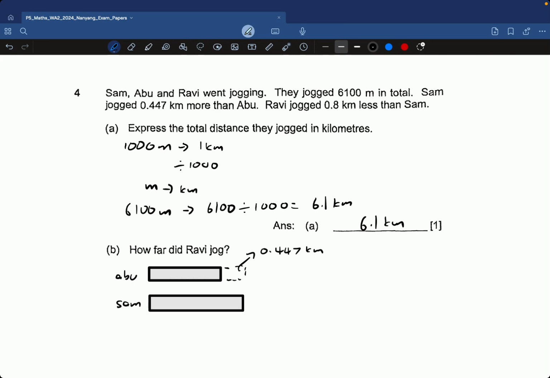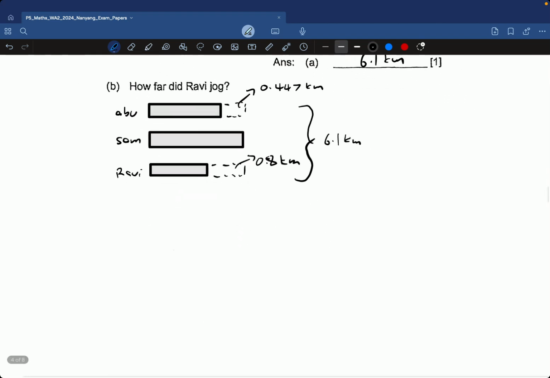So Sam jogged more than Abu. And then lastly, Ravi, he jogged less than Sam, 0.8. Okay, so that means it's roughly around here, almost two times Abu. So in this case, who jogged less? Ravi, right? So Ravi jogged less. How much less? In this case, it is 0.8 kilometers, right? And the total that we have over here is 6.1 kilometers, right? So in this case, we actually can get the different thing over here.